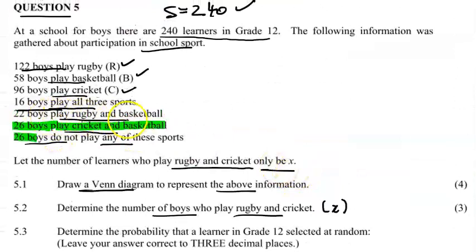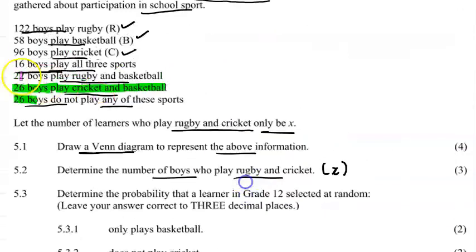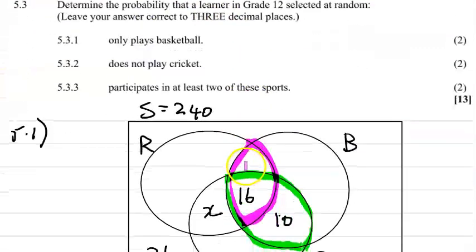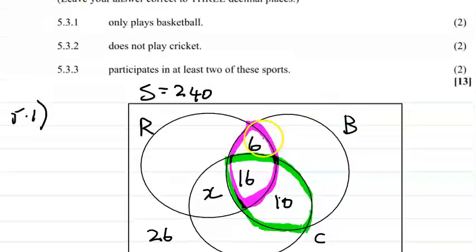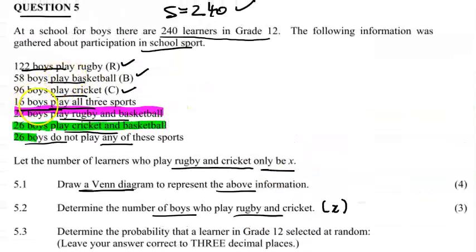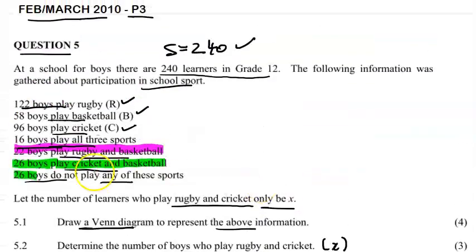22 boys play rugby and basketball. So 22 boys play rugby and basketball. There it is here. Therefore, 16 plus 6 is going to equal 22. So we're going to have 6. So you're going to put in 6 over there, because 16 plus 6 is 22. Now let's read on. It says 16 boys play all three sports. We've already represented it there.